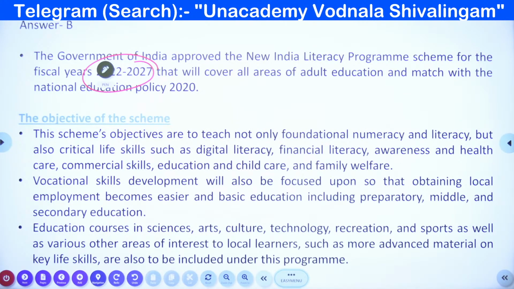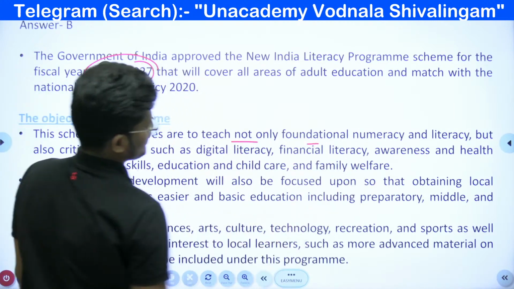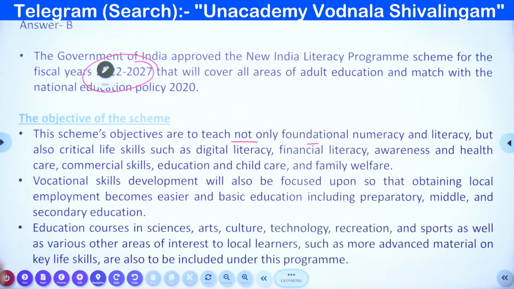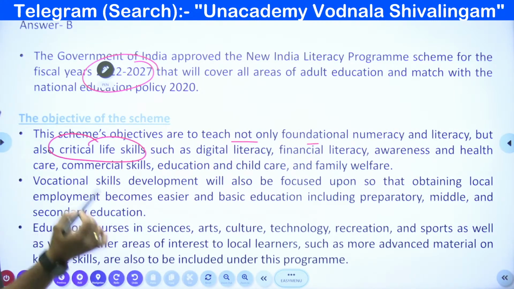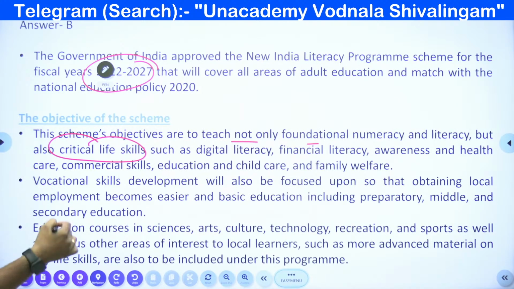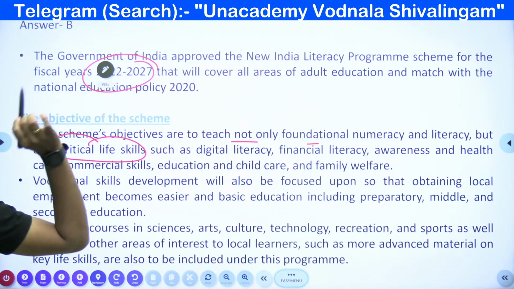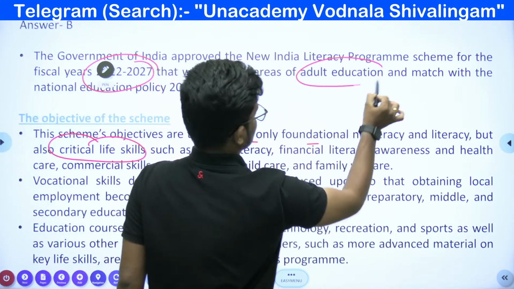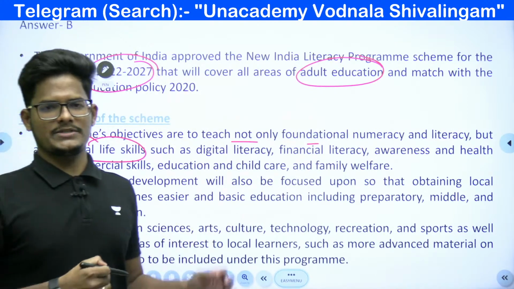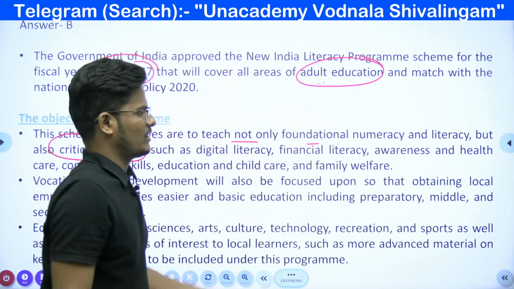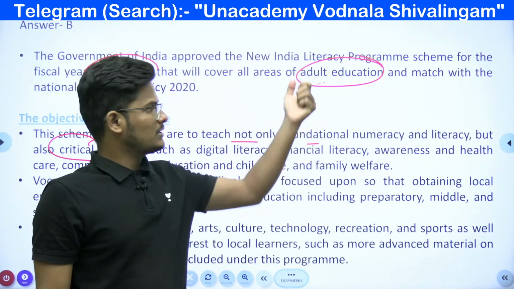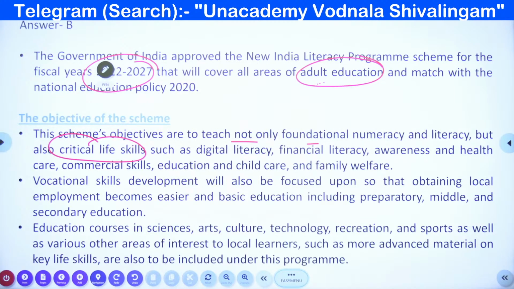The objective is not only foundational numeracy and literacy, but also critical life skills such as digital literacy, financial literacy, awareness, healthcare, commercial education and childcare. All this has to be focused on in adult education. This also meets the objective of NEP 2020, because separate importance has been given to adult education. Not only child education, adult education is also given more importance in NEP 2020, right?